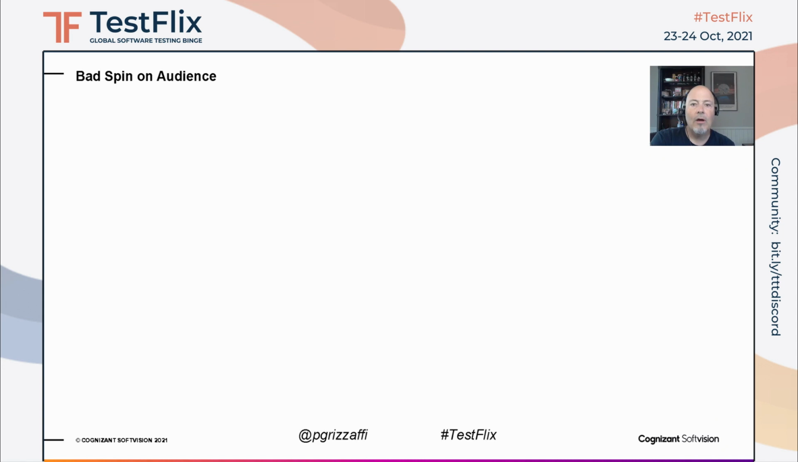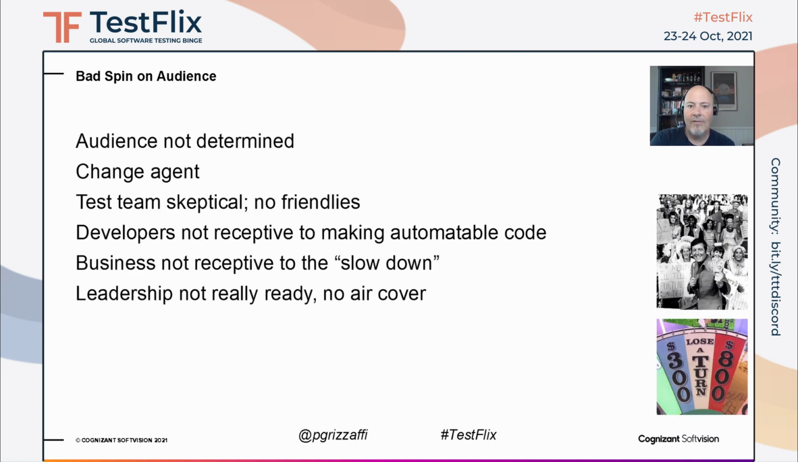So they didn't understand their audience very well either. In fact, their audience wasn't really determined. They said basically, okay, here's what the teams are going to do, but they weren't really looking for the teams to take ownership and run with it. I was brought in as a change agent, but the test team was skeptical, and there were no friendlies. I had nobody I could conspire with to help build a plan on how to get acceptance for what I was being asked to do.